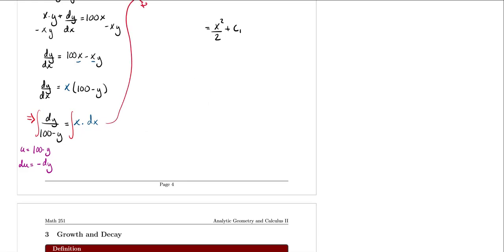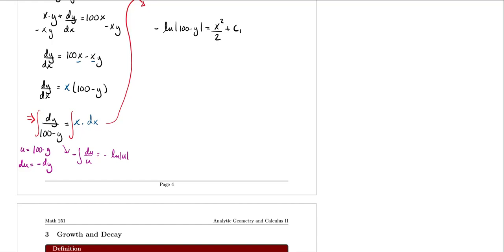Continuing with our integral here, dy over 100 minus y is going to be the same thing as negative du over u, which is negative ln of the absolute value of u. Putting everything together, we're going to have negative ln of the absolute value of our u, which was 100 minus y. Now let's see if we can get the y by itself.